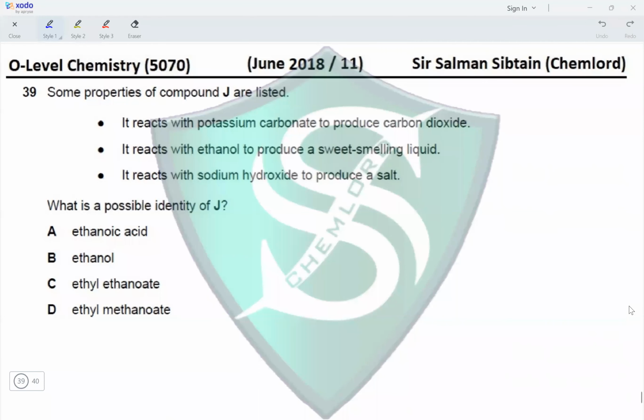Question 39. Some properties of compound J are listed. It reacts with potassium carbonate to produce carbon dioxide. Okay, reaction with a carbonate to produce carbon dioxide proves that it is an acid. It reacts with ethanol to produce a sweet smelling liquid. So the sweet smelling liquid is an ester. Therefore, J is a carboxylic acid.